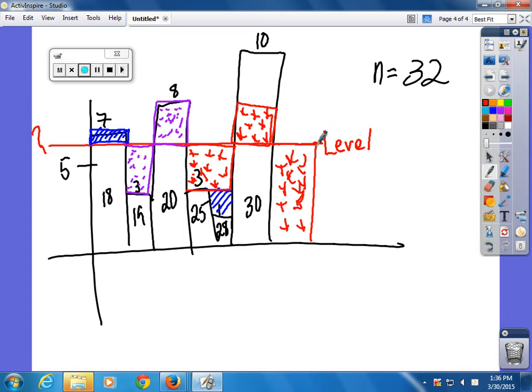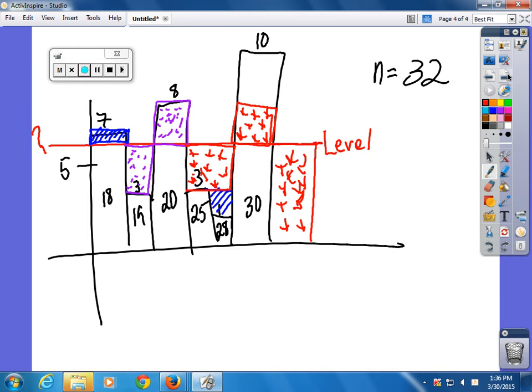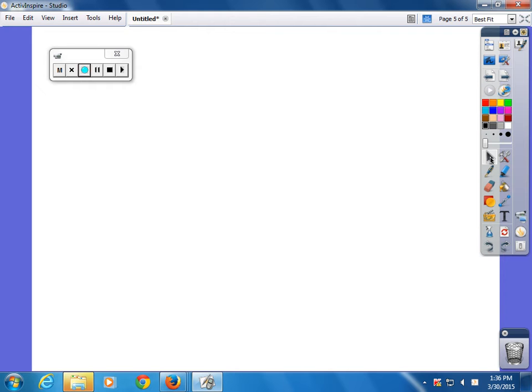Now, the only problem with that is, you do that with this, no problem. What about this? A little bit of difference. For one, is this qualitative data or quantitative data? It's qualitative. Write that down.